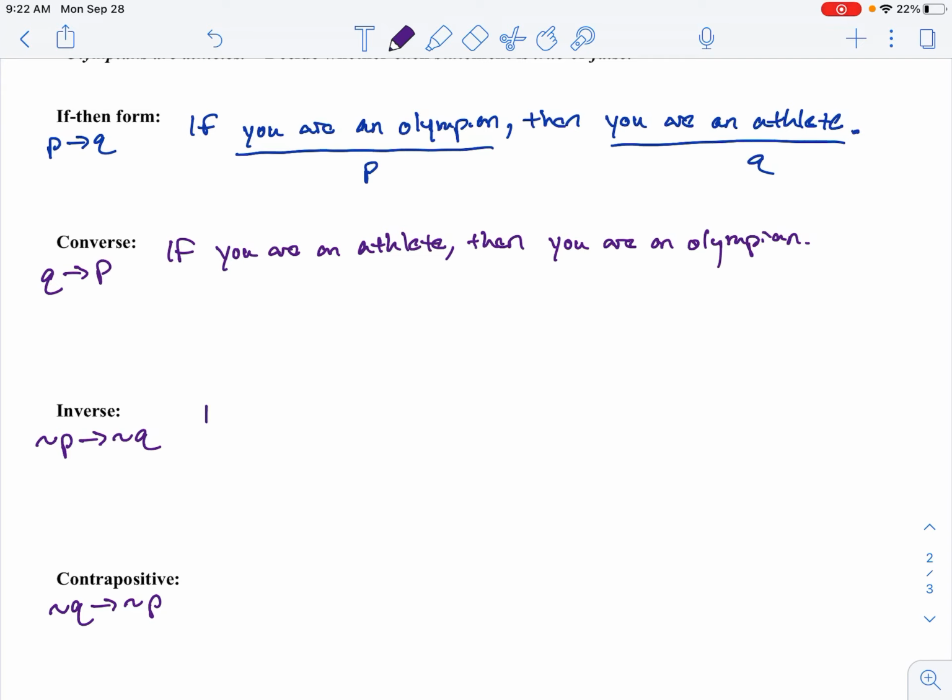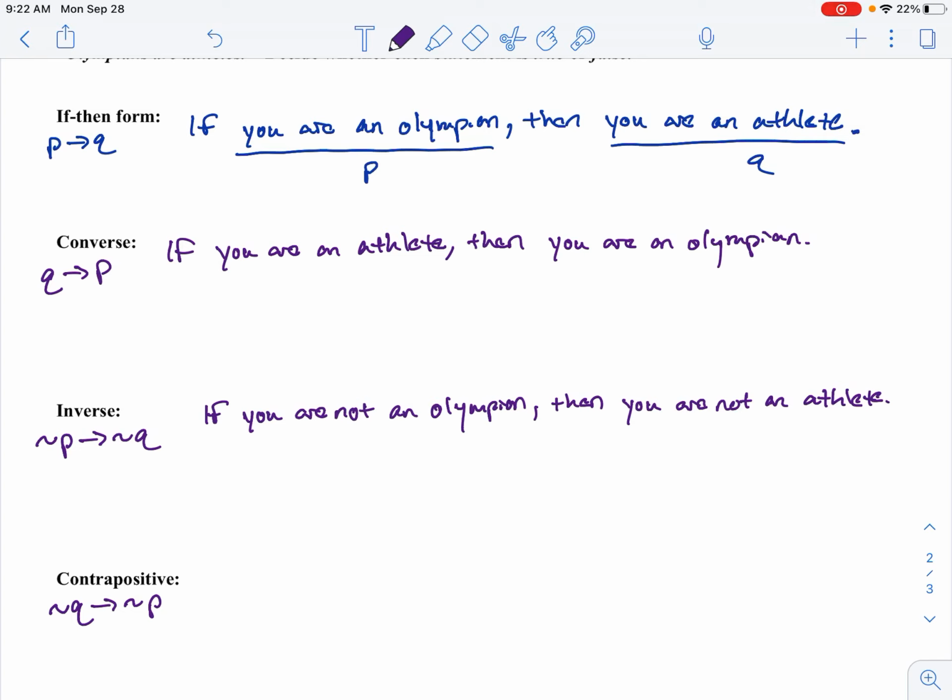Okay, now the inverse. The inverse, again, we are going to negate. So we're going to take the opposite of the hypothesis, then the opposite of the conclusion. So if our original hypothesis was you are an Olympian, we'll say if you are not an Olympian, then, and we negate the conclusion, you are not an athlete. All right, so again, we're just negating the P, negating the Q. So if you're not an Olympian, then you are not an athlete.